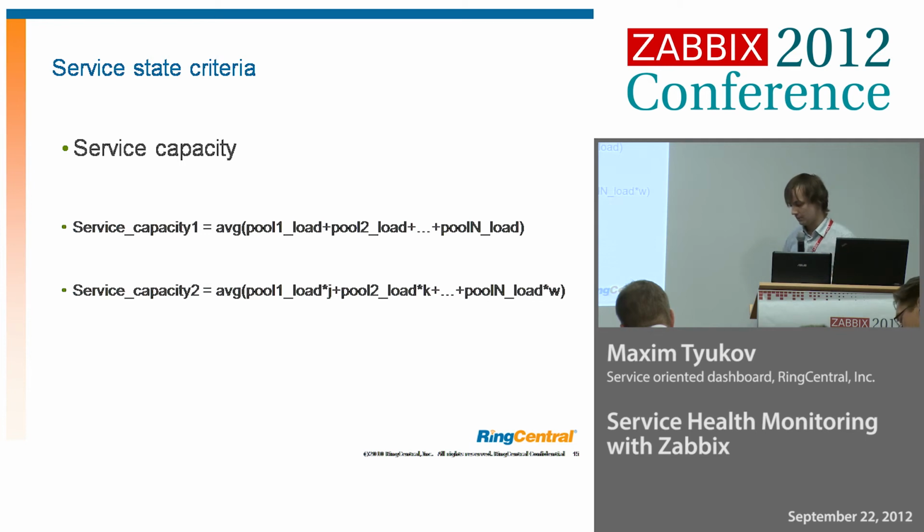When we have all data on the pool level, we can aggregate it on a service level. Currently, we don't use service capacity in RingCentral. So here I just want to show you a simple approach for how we can get it. There are two formulas. It's really simple. I just take an average from all pool loads. And if loads of pools increase unevenly, you can add weights, for example. And it can be easily calculated with calculated item types. But we don't use it yet, so it's just to show you how it can be.